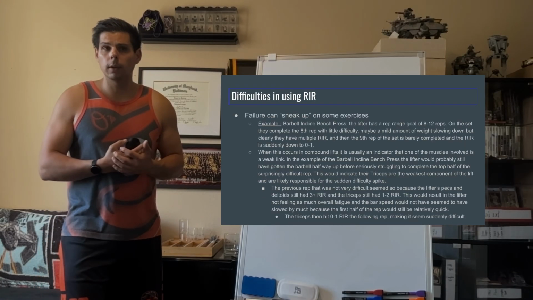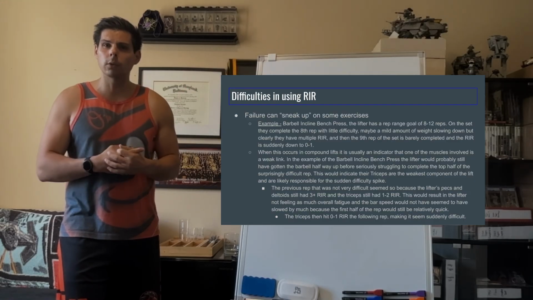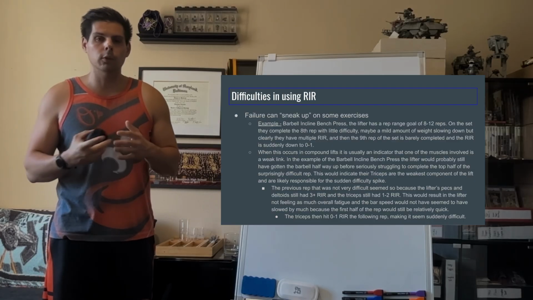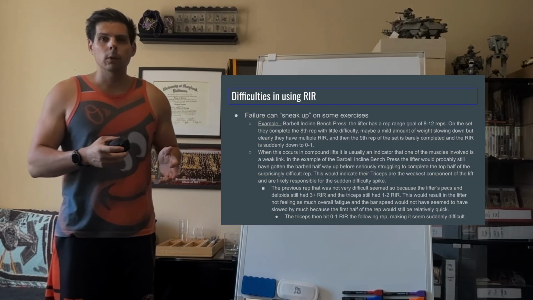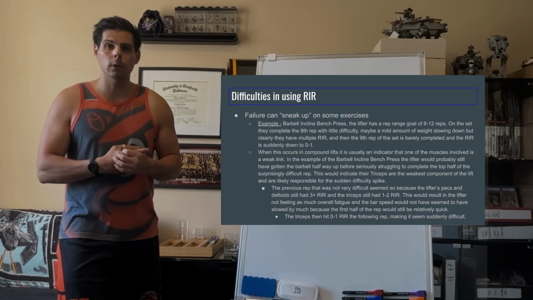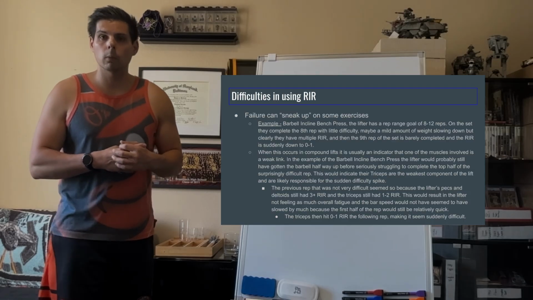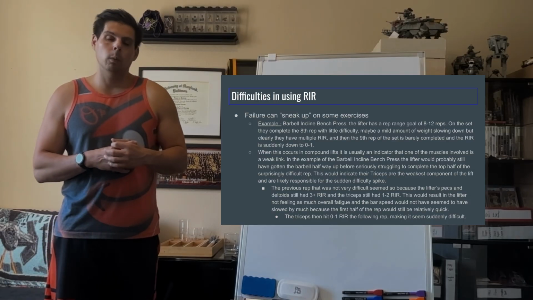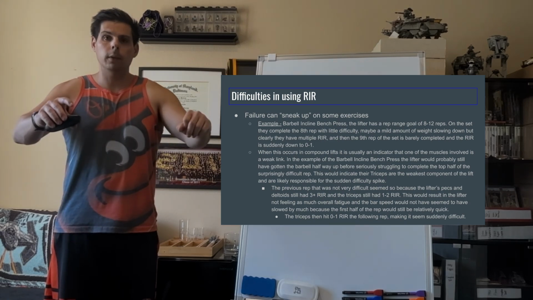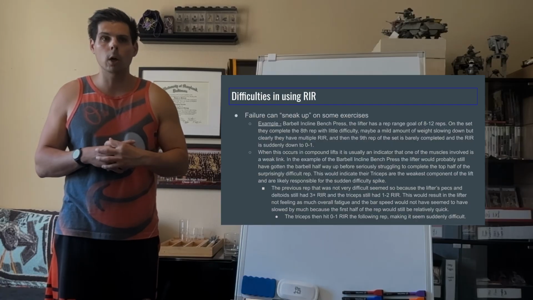Another thing that can be difficult with RIR is that failure can sneak up on you on some exercises, so to speak. And the only way I can think to explain that is with an example. A common one that this happens to me on, and I know happens to a lot of other lifters, is barbell incline bench press. We'll say the lifter had a rep range of 8 to 12, and on a given set they finished the 8th rep, and like, oh yeah, I've definitely got a few more in the tank. That was still moving quickly. I wasn't close to failing on that one.